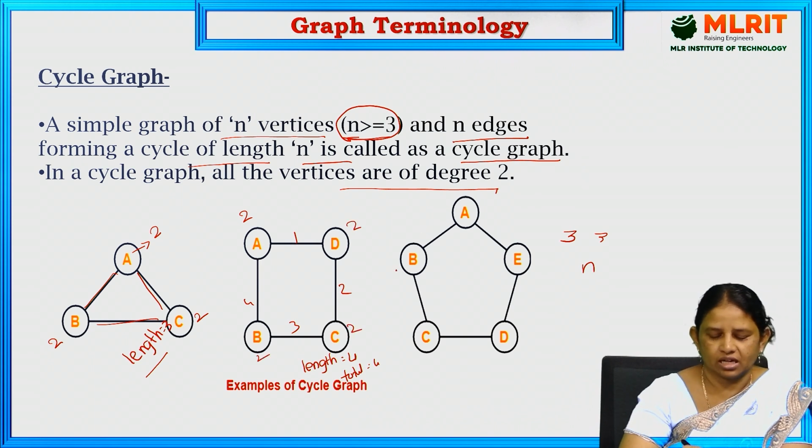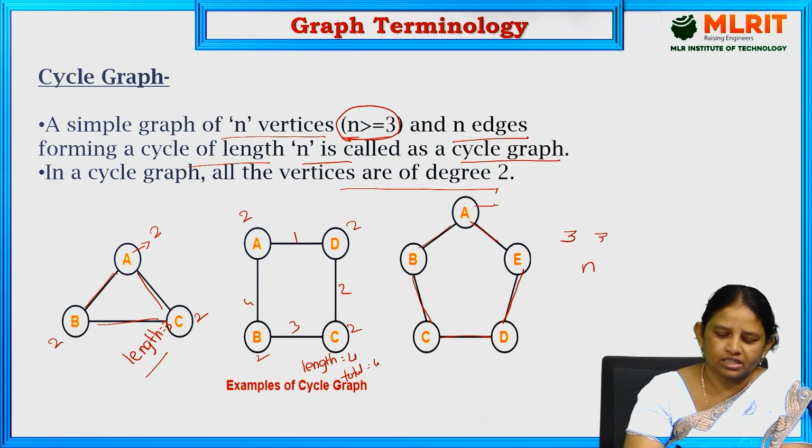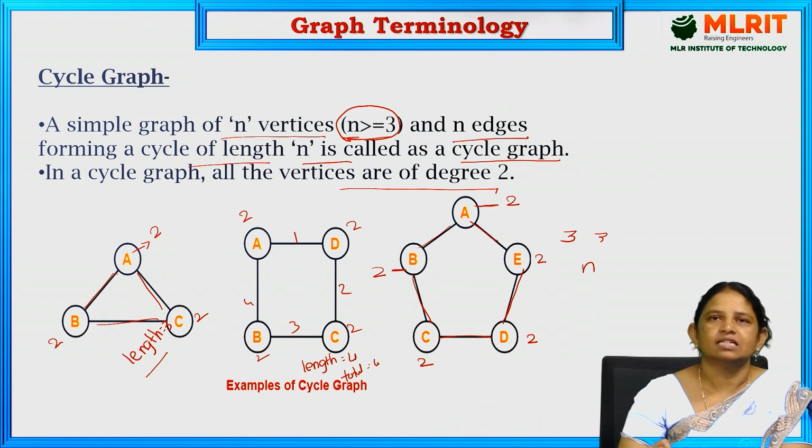Now consider another graph, there are 5 vertices and 5 edges. And it can form the cycle. There is a closed path present. Then it is called a cycle graph. What is the degree of A? That means 2 edges are connected to A, degree of A is 2. What is the degree of B? A and C, that is 2. C is 2. D also 2, E also 2. That is nothing but a cycle graph.